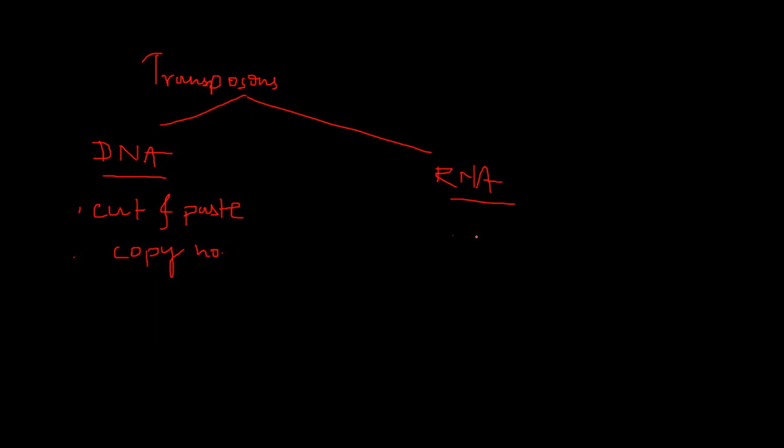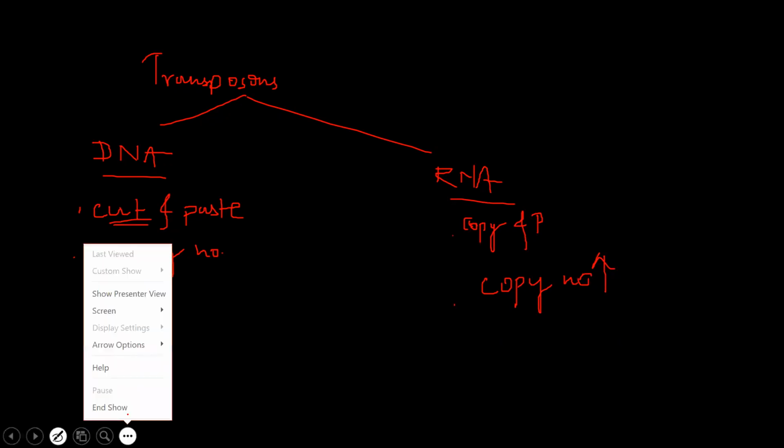DNA transposons follow cut and paste, whereas RNA transposons follow the copy and paste mechanism, and their copy number increases. Within the genome, you will find that they increase their copy number. How they do so, we will discuss in detail. First of all, we will have a look at the DNA transposon. As I told you, they follow the cut and paste mechanism. So how is it possible?